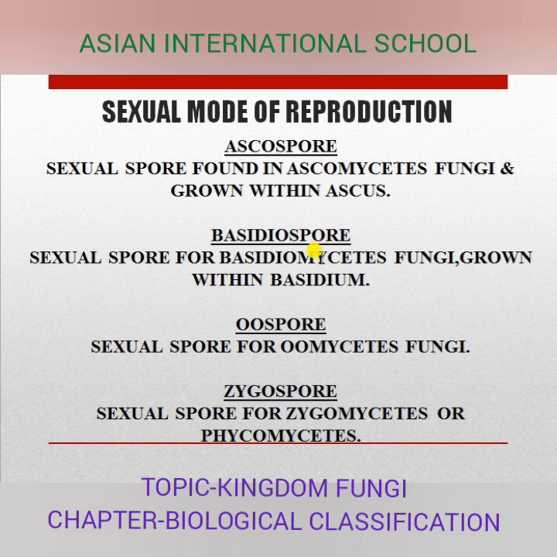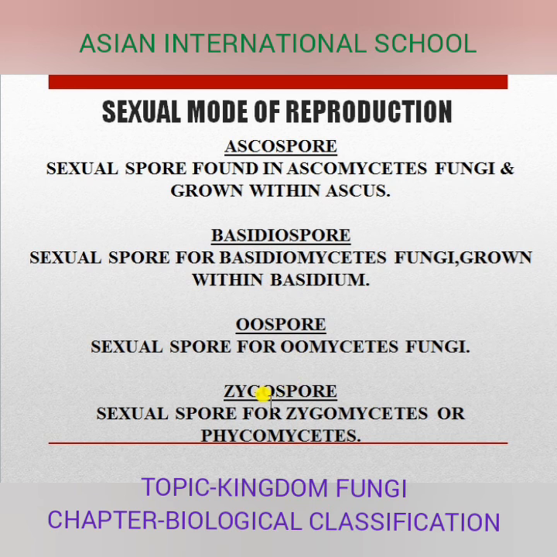Next, basidiospore. From the name we can understand this spore is commonly produced by another class of fungi, the Basidiomycetes. They have a fruiting body, the basidium, and the basidiospore commonly grows within that basidium. Third one, oospore. Oospore is commonly found in another class of fungi, the Oomycetes, where the oospore is generally formed, and these oospores commonly grow within a structure called the oosporangium, a specific sac-like structure.